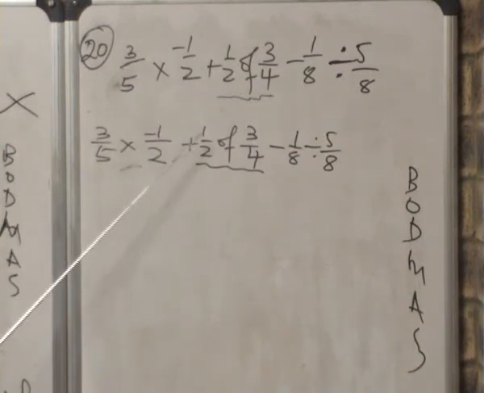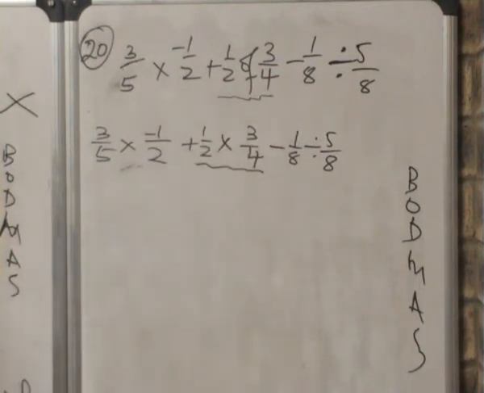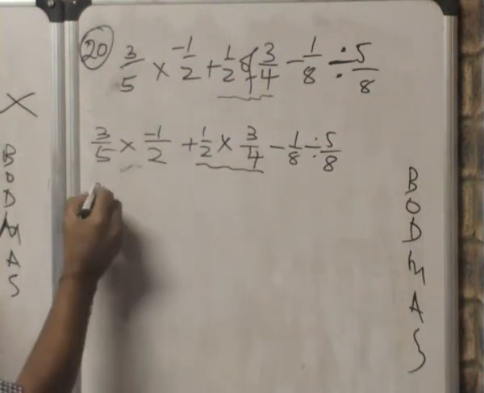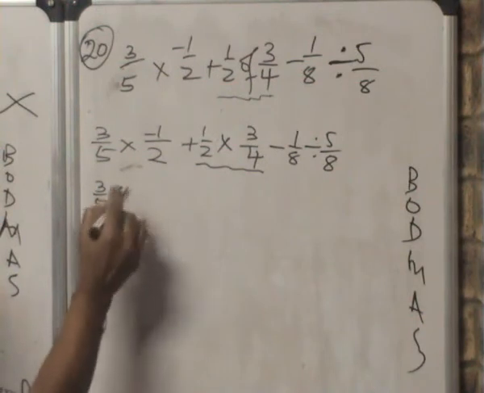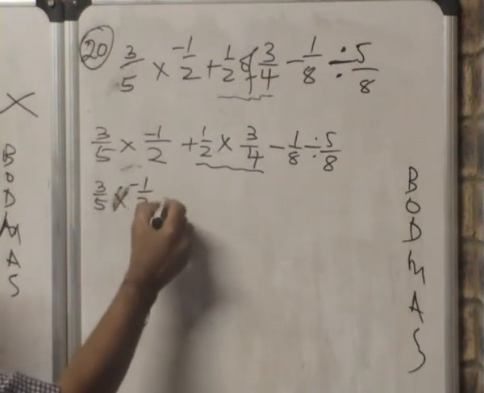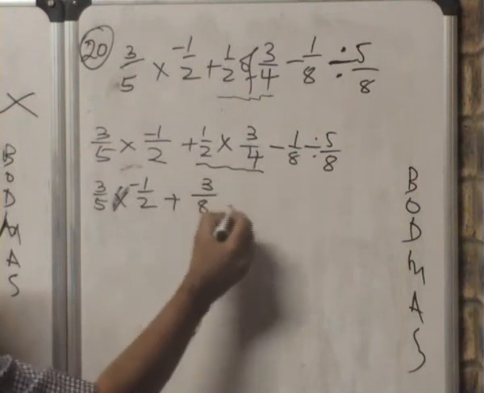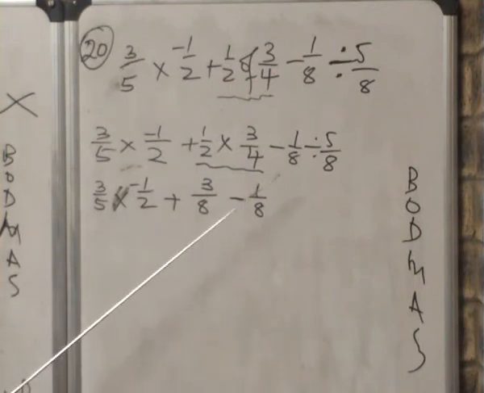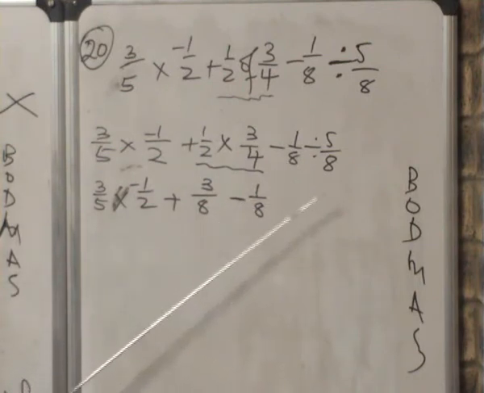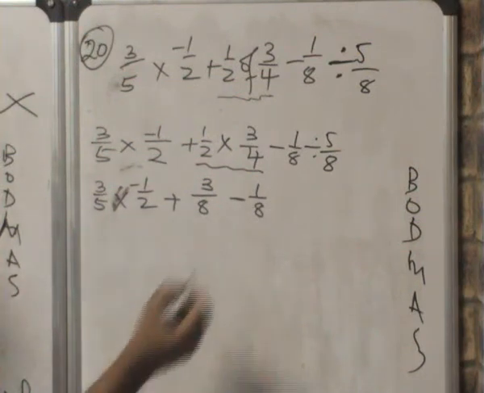Plus half of 3/4. Well, by now we are brave and we can say, well, that's times. Right. Now we're doing this part here. So, there's your 3 over 5 times minus 1 over 2 plus 1 times 3 is 3, 2 times 4 is 8 minus 1 over 8. Now you can get a little brave. Now you know you have to divide next, right? So we can start the division straight away. Divide means this will be multiply.